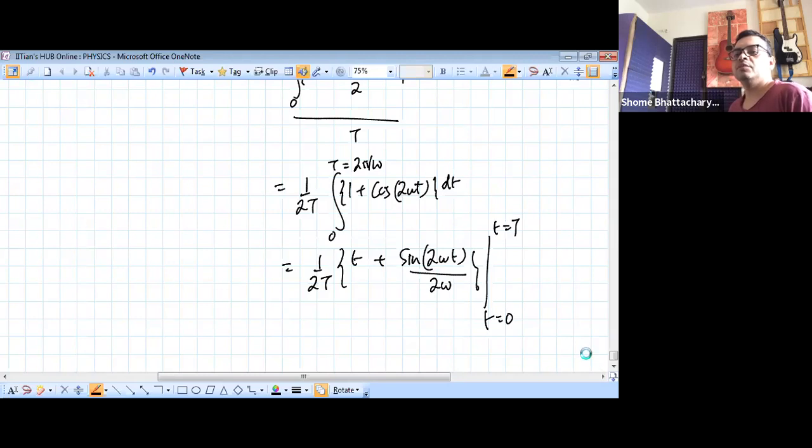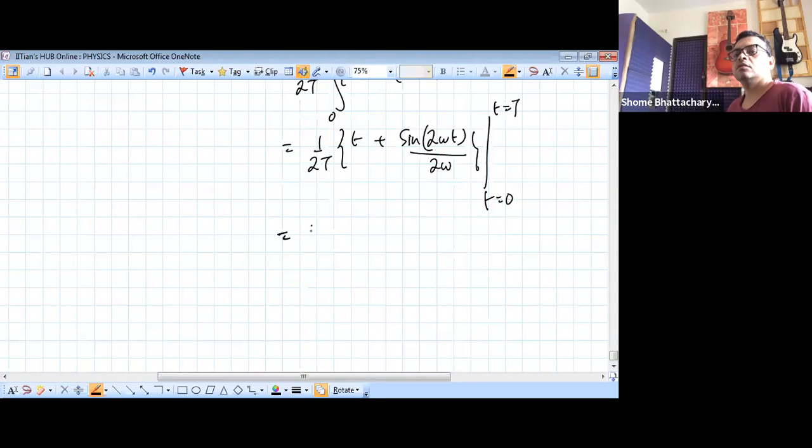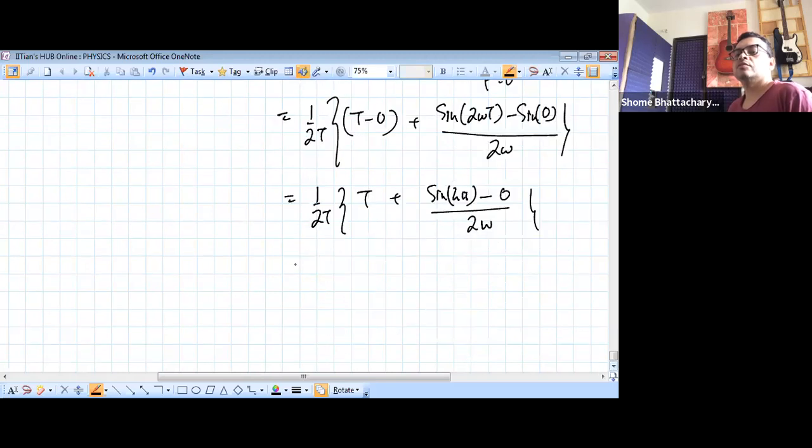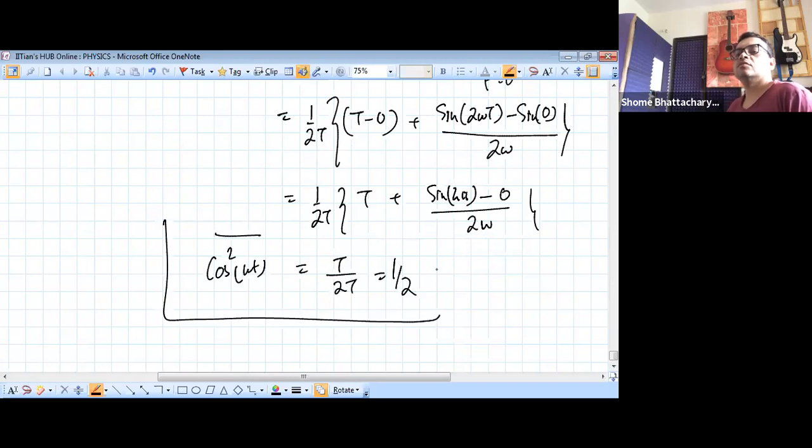So on putting the limits, it becomes upper limit minus lower limit. This will become T plus, now sine 2 omega capital T will be sine 4 pi, minus 0, divided by 2 omega, which is also 0. So that's why this becomes half. So that's how this cos square omega t function's average is obtained. Okay, so hope this integration part is now clear, Sudhir.